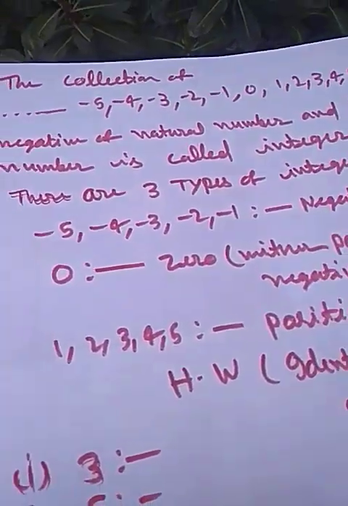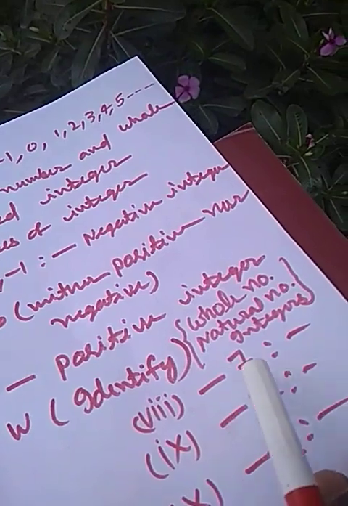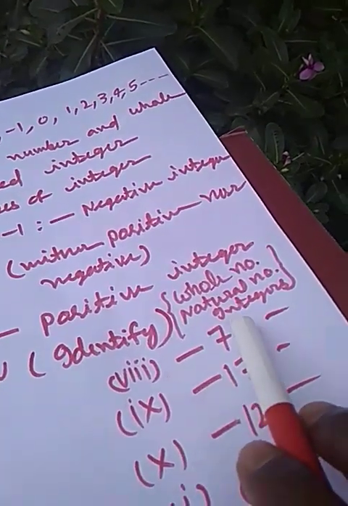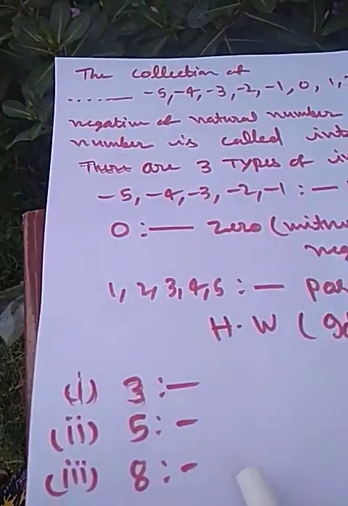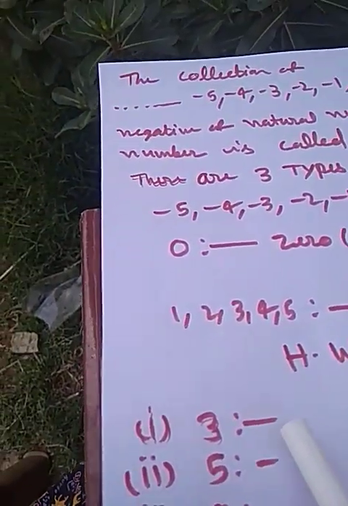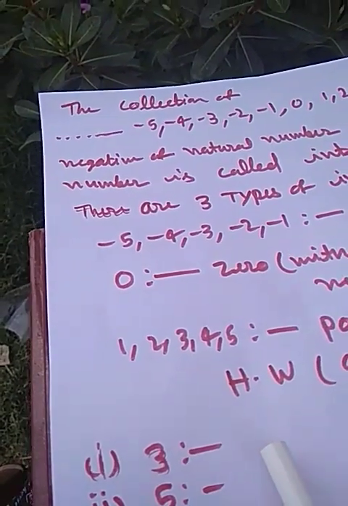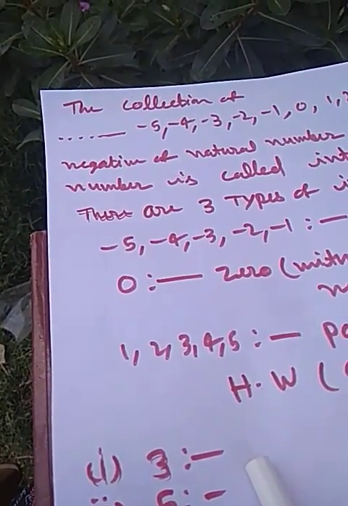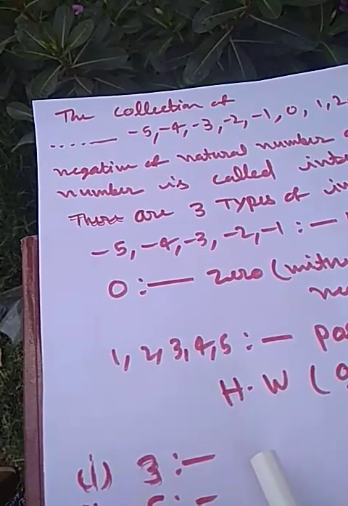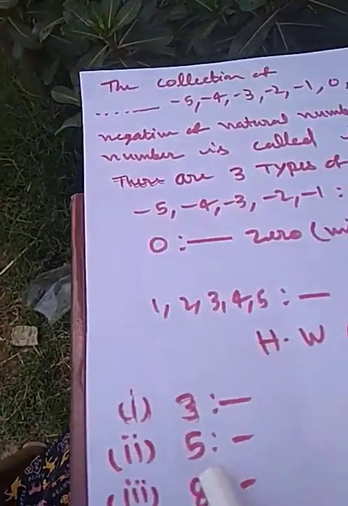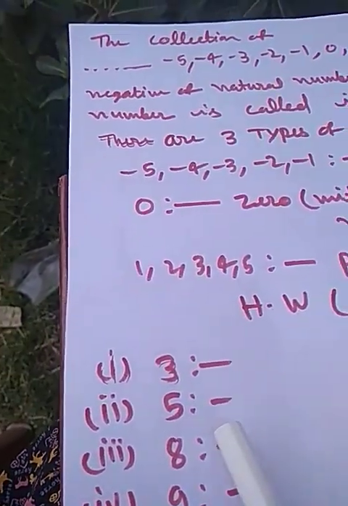Suppose here is the first homework question: identify whole numbers, natural numbers, and integers. The first question is 3. What is 3? 3 is a natural number, 3 is also a whole number, and 3 is an integer. So here we shall write whole numbers, integers, natural numbers. And similarly we have to write for 5.